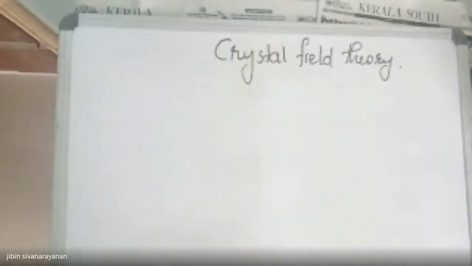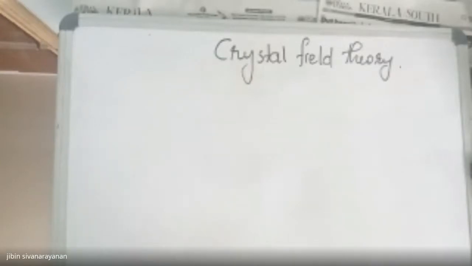So next is about crystal field theory. After valence bond theory about the complexes, the later coming theory is crystal field theory. We have discussed the major limitations of valence bond theory for complexes, and some of them are rectified by this crystal field theory, that is CFT.